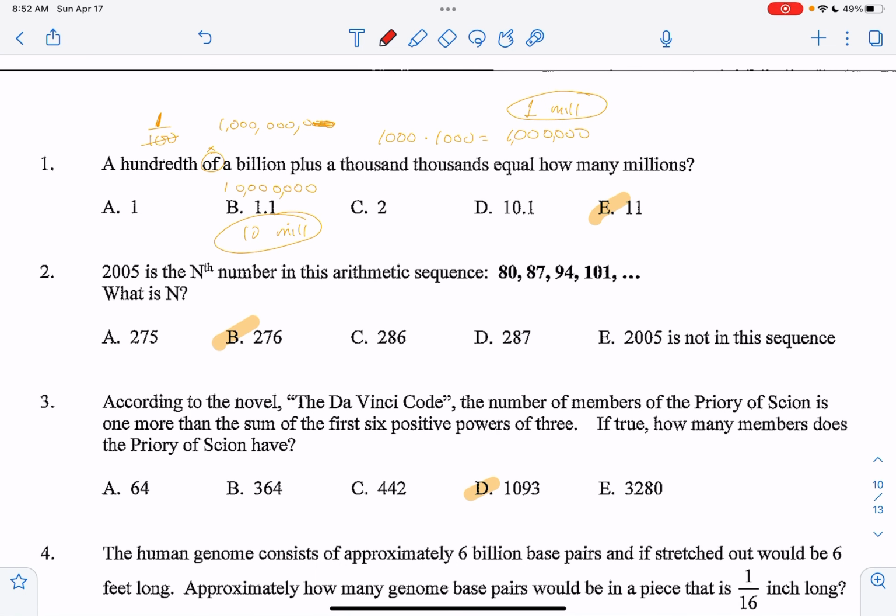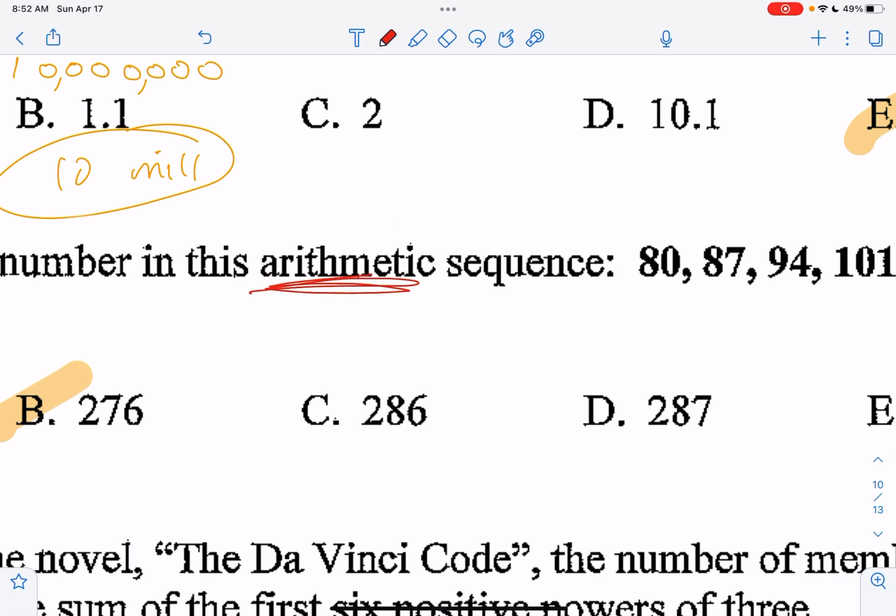Next, for number 2, 2005 is the nth number in this arithmetic sequence. So you have 80, 87, 94, 101, etc. The keyword here is arithmetic. Arithmetic sequences, the pattern is to add a common difference or subtract. In this case, the difference is 7, because you keep adding 7.